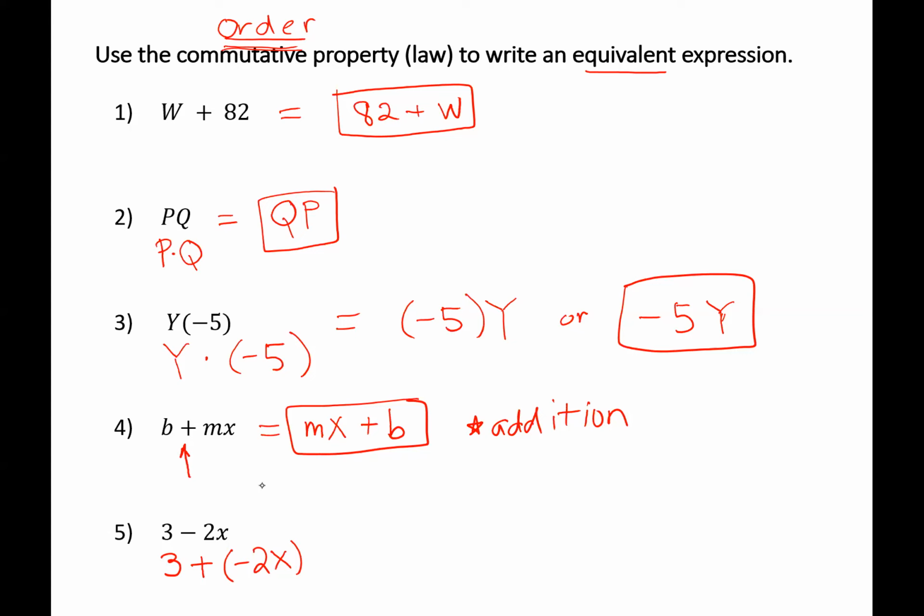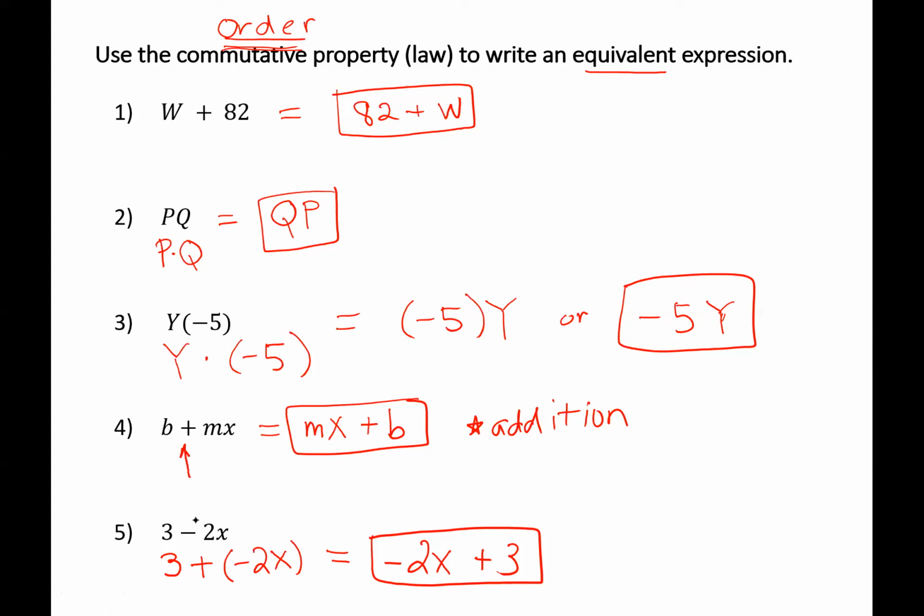Those are equivalent. We learned that when we were learning about subtraction, right? Anytime you subtract, you're really adding the opposite. So instead of subtracting 2x, I'm adding -2x. Now I can switch the order. So now I can go from 3 plus -2x, and I can write -2x plus 3. And that can be my final answer where I've switched the order. I've used the commutative property or the commutative law of addition, even though the problem started out with subtraction.